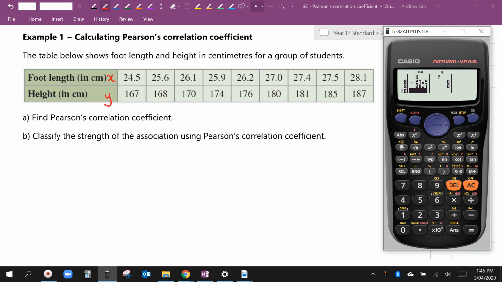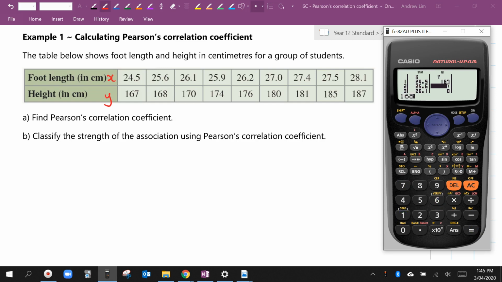Good. Now I need to enter the y values. So I'm going to press the right arrow button here. Press down to go all the way back to the top. And I need to make sure I type the correct number that I'm meant to be typing. So next to that 24.5, according to this table here, it says I should be typing 167. So I'm going to type 167 equals.